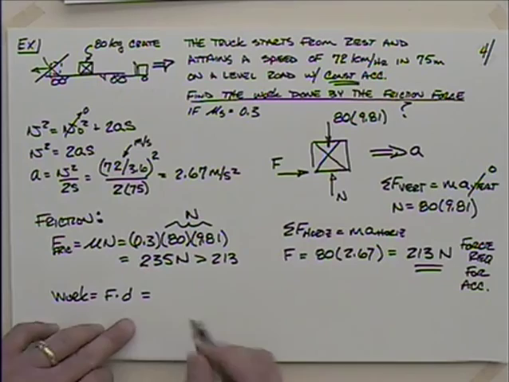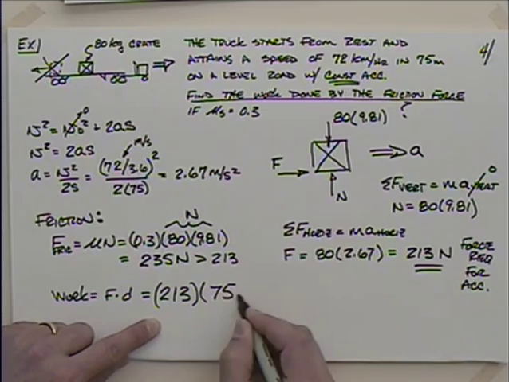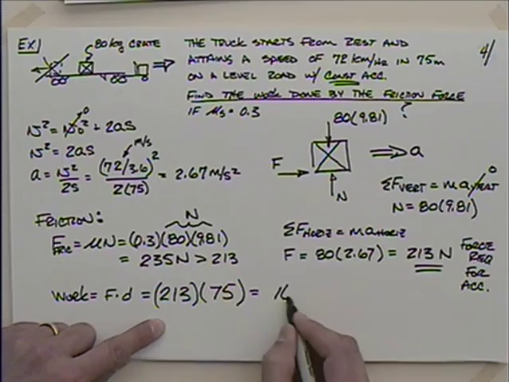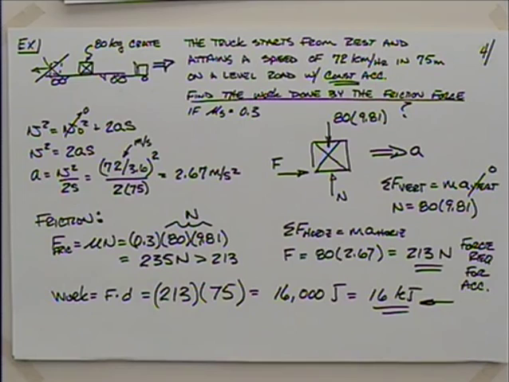Okay, so I only use a portion of the available friction force. So I'm going to have 213 times the distance. How far did that go? 75 meters, right? So this turns out to be 16,000 joules, which would be 16 kilojoules, if you want. Okay. You know, I don't know that we worried too much about calculating the work done by friction forces, but this is an important problem to think about and to break down into pieces.